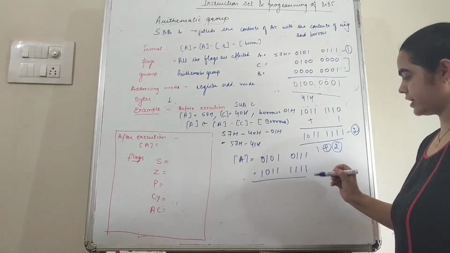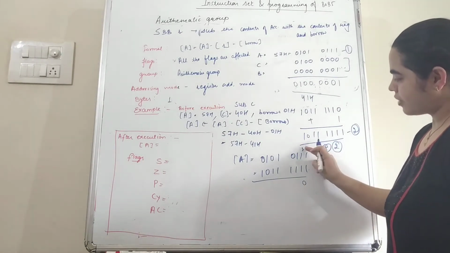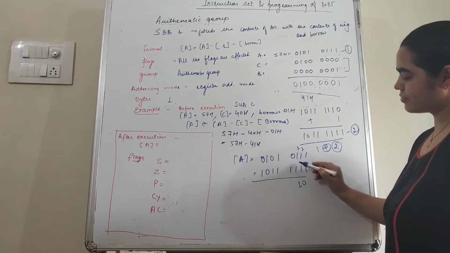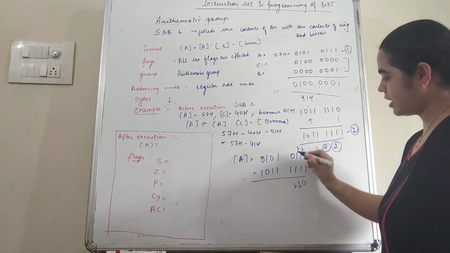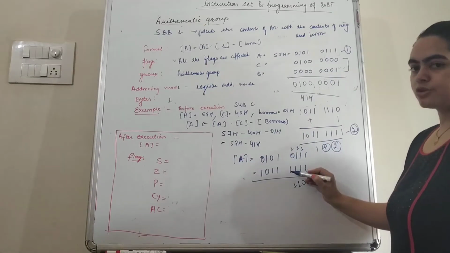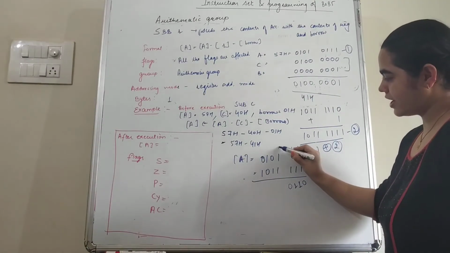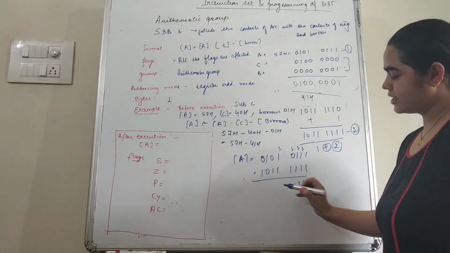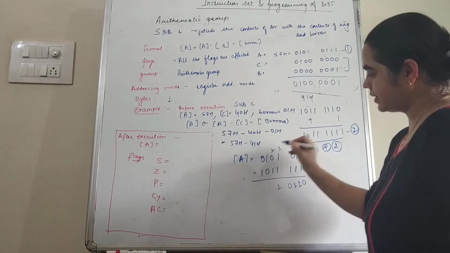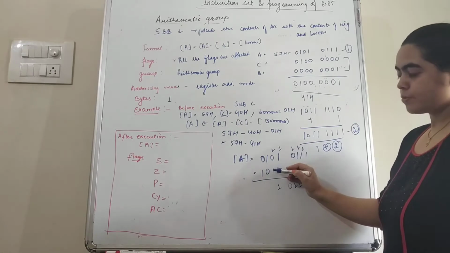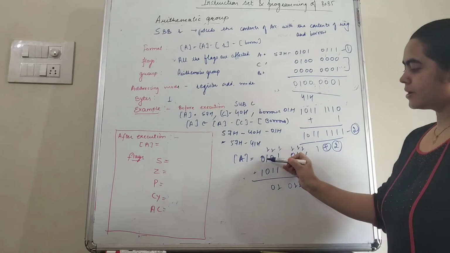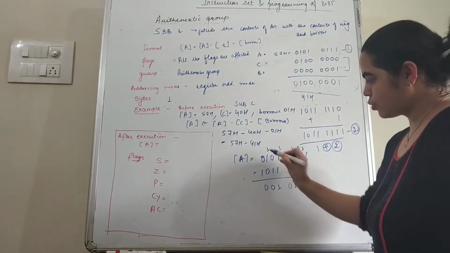1 and 1 is 10. 0 and 1. 1 plus 1 plus 1 is 11. 1 here and 1 here. 1 plus 1 plus 1 is again 11. 1 and 1. 1 plus 0 plus 1 is 10. So 0 here and 1 we can take as a carry. Again 1 plus 1 plus 1 is 11. 1 here and 1 here. 1 plus 0 plus 1 is again 10, 0 here and 1 here. 1 plus 1 plus 0 is 10, 0 and 1.